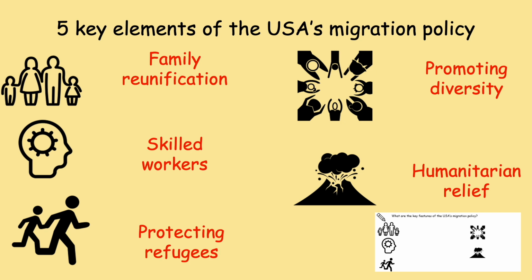There are 5 key elements of the USA's migration policy. The first one is family reunification. 480,000 visas, so a very, very significant amount of the visas, are available per year for families to join US citizens or legal residents already in the country. The next is the admission of migrants with skills valuable to the US economy. Here there are 140,000 visas available for highly skilled workers, which are normally sponsored by an employer for a specific job offer.